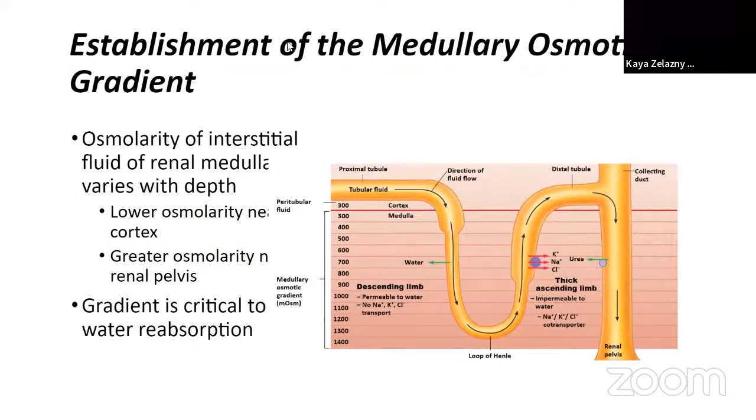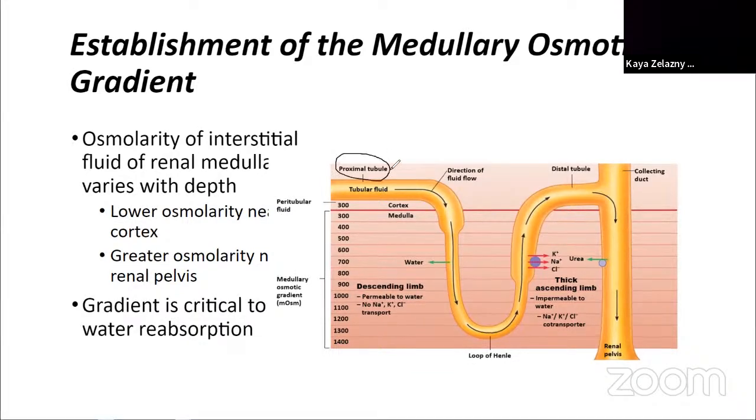So now we're at a second spot in our nephron. We were just talking about the proximal tubule. Now we're going to talk about what water is doing in the loop of Henle. This is as we're driving from the cortex into the medulla.